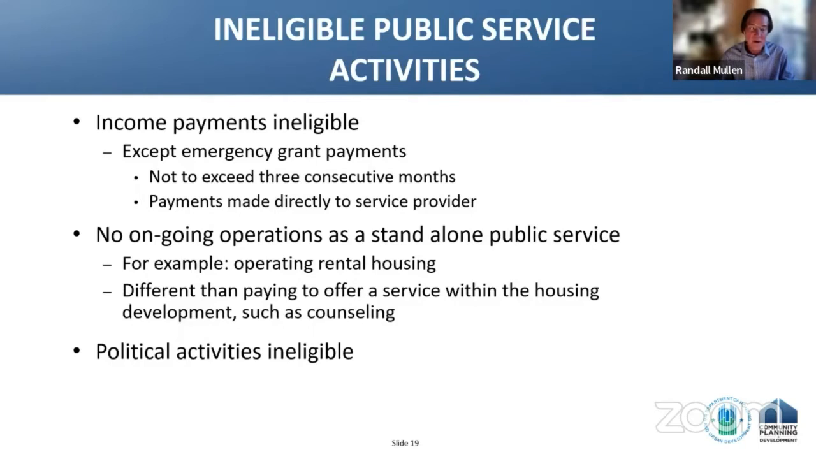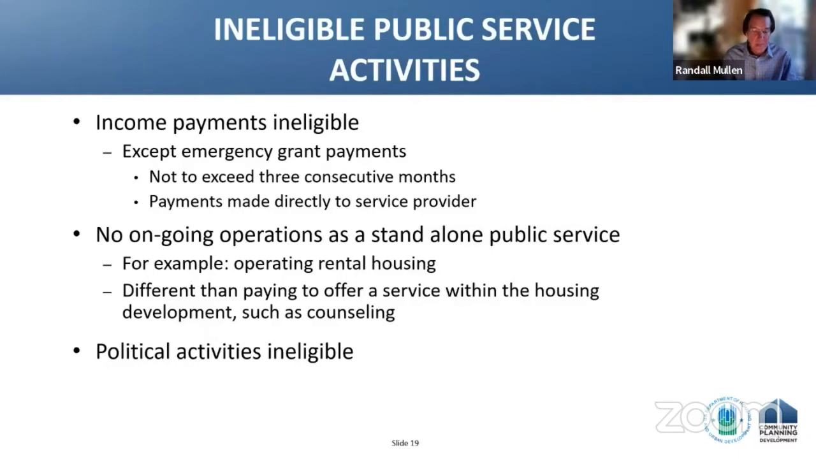It is not possible as well to carry out an ongoing operation of what is referred to as a standalone public service. What I think is important to realize about public services is that the activities are service oriented to create a safety net. An example of an ineligible activity would be to qualify under public services the operation of rental housing. Housing would be considered a good that is not a service by itself. This would be different from paying for service that is within the housing development, such as counseling, but providing the safe, decent, sanitary dwelling unit and operating it for rent would be a standalone kind of public service that by itself would not be considered eligible.